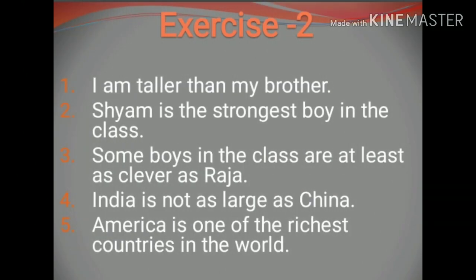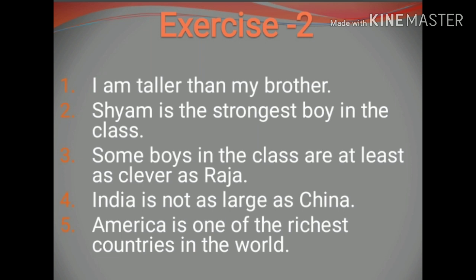Exercise 2. First sentence comes under model number 4. I am taller than my brother is comparative degree. My brother is as tall as I is positive degree. Second sentence comes under model number 1. Sham is the strongest boy in the class is superlative degree. Sham is stronger than any other boy in the class is comparative degree. No other boy in the class is as strong as Sham is positive degree.